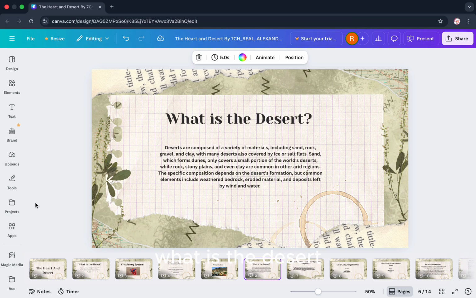What is the desert? The deserts are composed of a variety of materials, including sand, rock, gravel, and clay, with many deserts also covered by ice or salt flats. Sand, which forms dunes, only covers a small portion of the world's deserts, while rock, stony plains, and even clay are common in other arid regions. The specific composition depends on the desert's formation, but common elements include weathered bedrock, eroded material, and deposits left by wind and water.